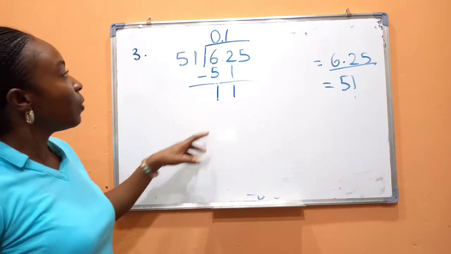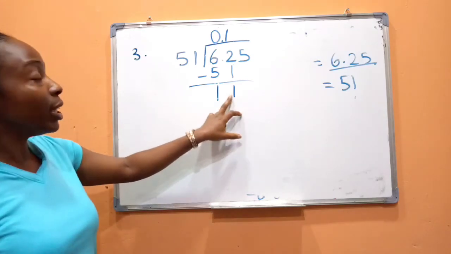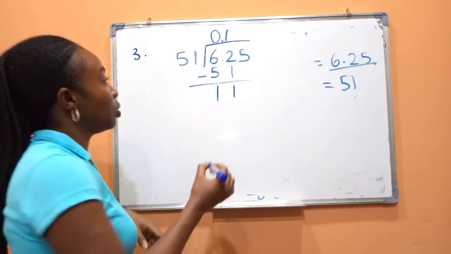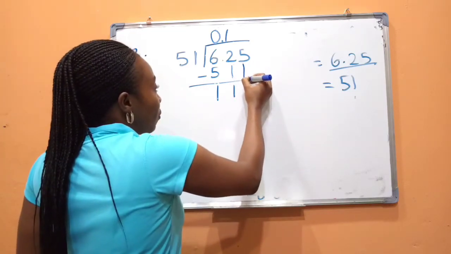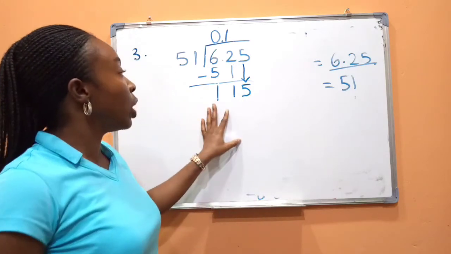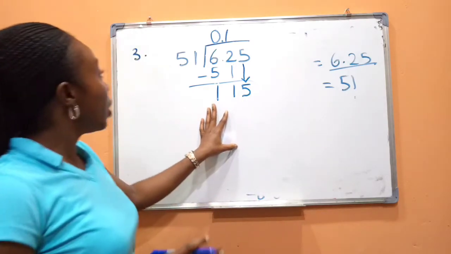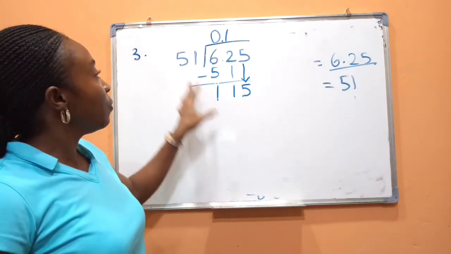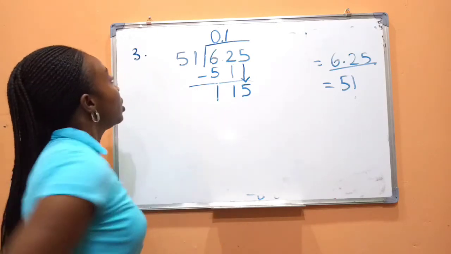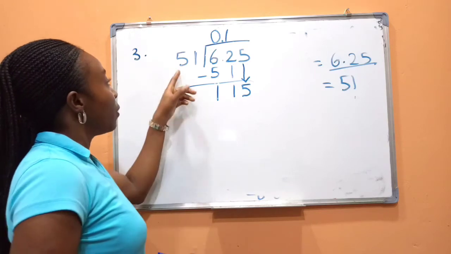And now we have 11. But if you say 11 divided by 51, it's not going to be possible. So here's what we're going to do. We simply bring down this 5, okay? And by the time we bring down the 5, we will have 115. So it's now possible to divide by 51, okay? So we're going to have 115 divided by 51.